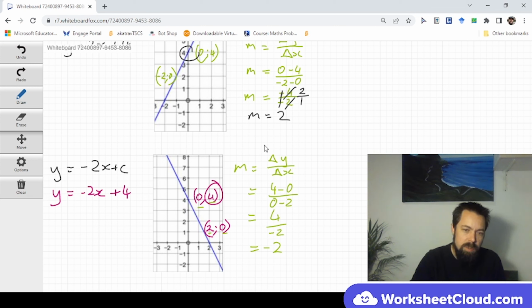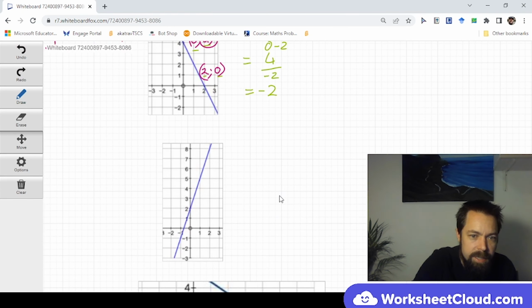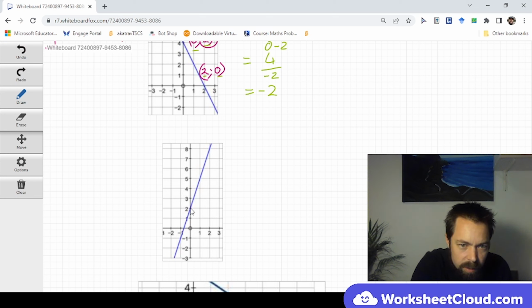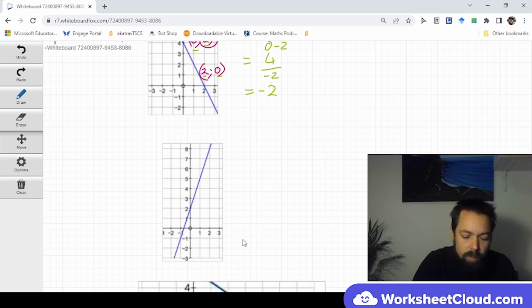But what if you're faced with a situation like this one? Now, I can see that that does go through the point on the y-axis, but it doesn't go through an integer on the x-axis. What am I going to do? Well, what I can see is that this point here on the graph is at (-1, -1). And this point here is at (0, 2).